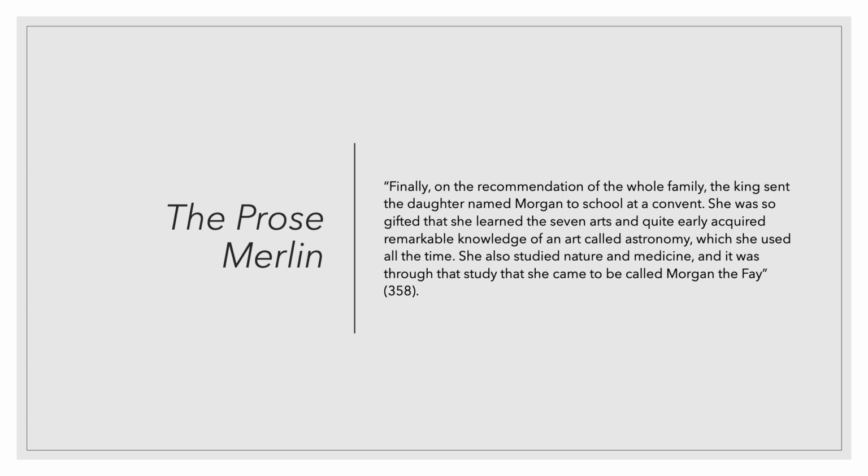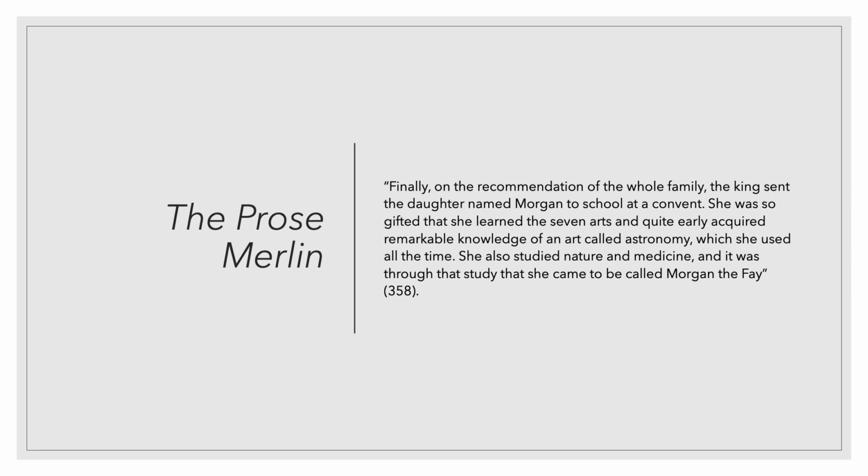Finally, on the recommendation of the whole family, the king sent the daughter named Morgan to school at a convent. She was so gifted that she learned the 7 arts and quite early acquired remarkable knowledge of an art called astronomy, which she used all the time. She also studied nature and medicine, and it was through that study that she came to be called Morgan le Fay.